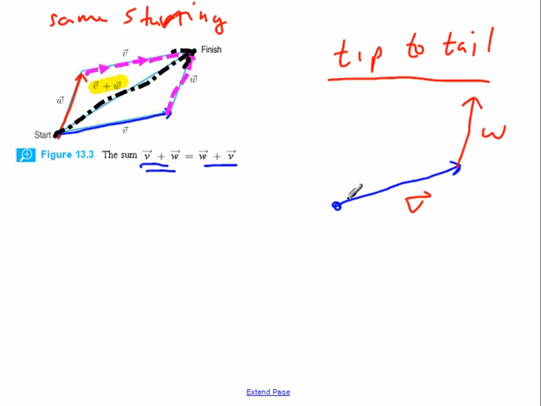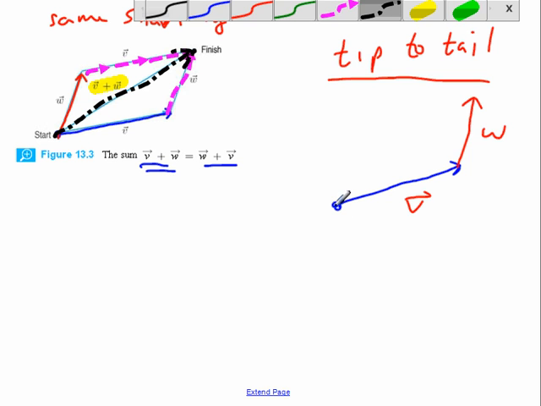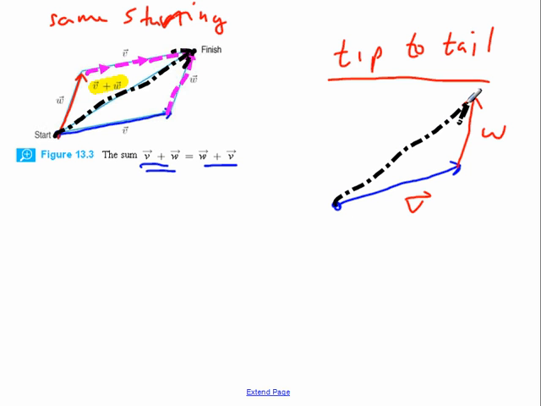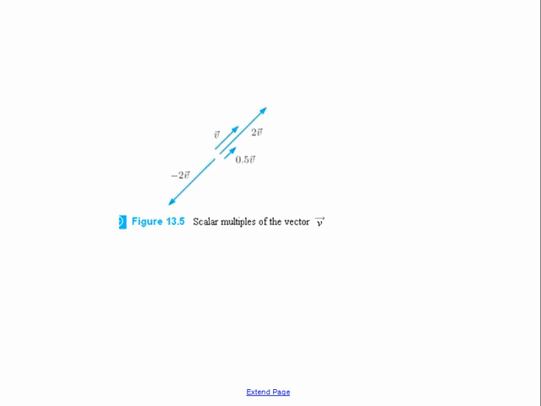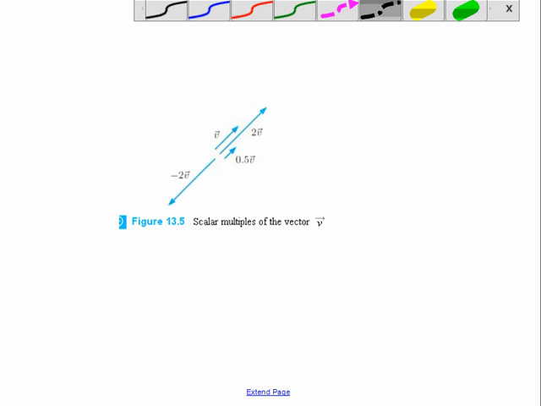And our resultant vector is just when we fill in the triangle. This is called tip to tail because we are combining the vectors, the tip of one to the tail of the other. And notice that v plus w here and v plus w here, either method that you use, will result in the same direction, same magnitude. Okay, that's adding vectors.